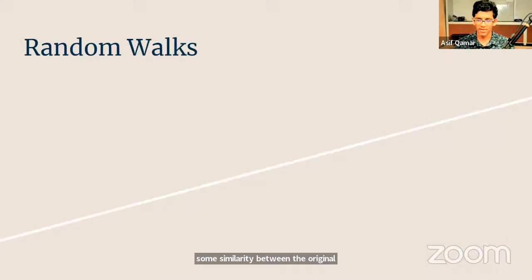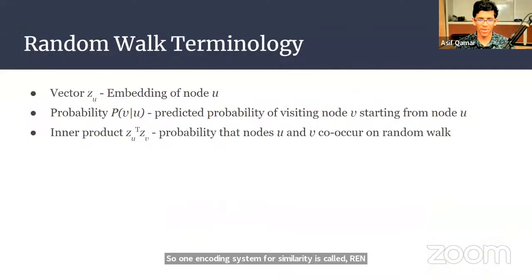One encoding system for similarity is called random walks. Some terminology: the vector z_u is the embedding for node U. P(v|u) is the predicted probability of visiting node V starting from node U. And the inner product of z_u and z_v is the probability that nodes U and V co-occur on a random walk. So P(v|u) represents the node similarity, while the inner product of z_u and z_v represents the embedding similarity. So what does this mean?